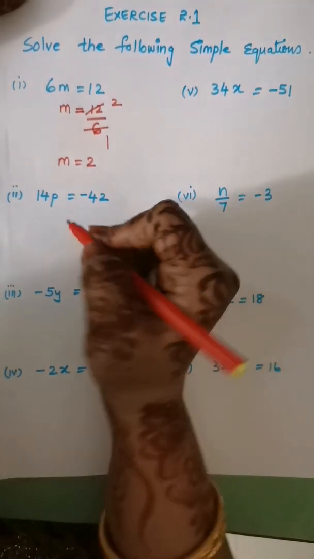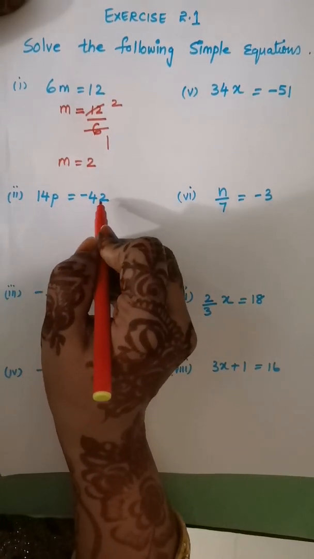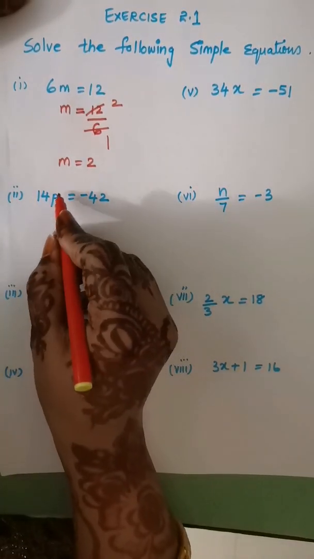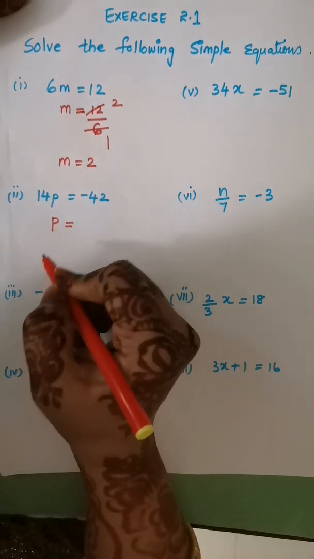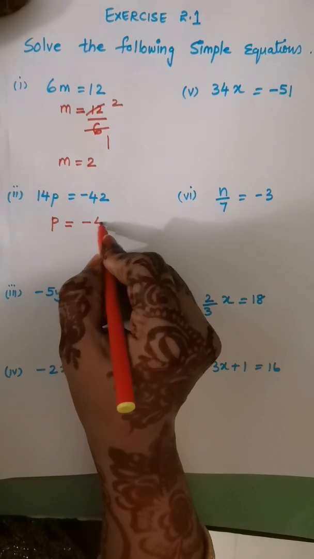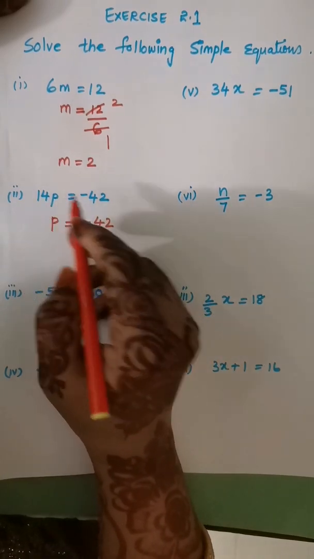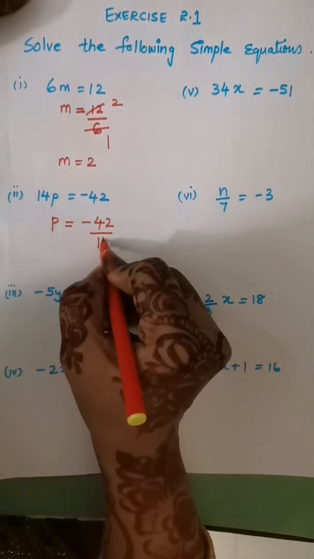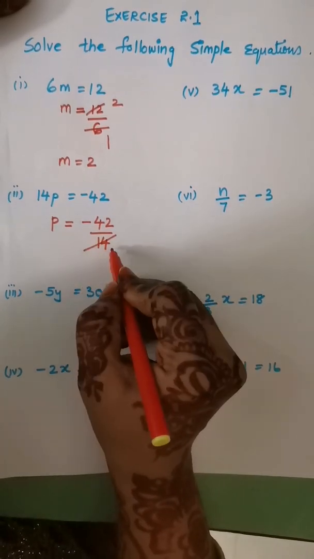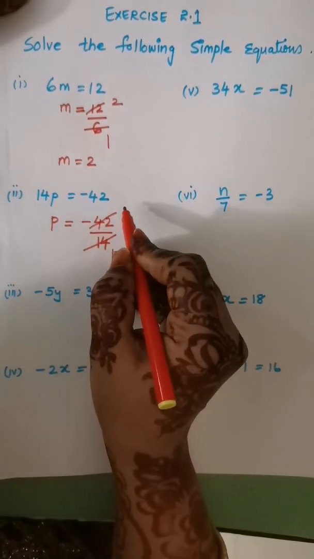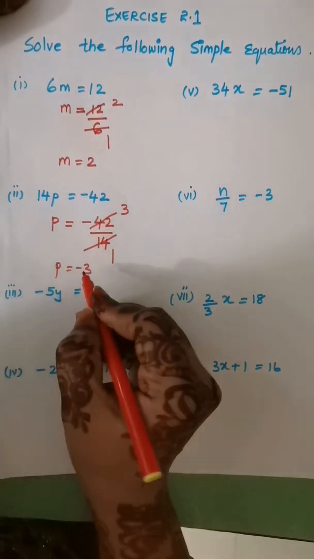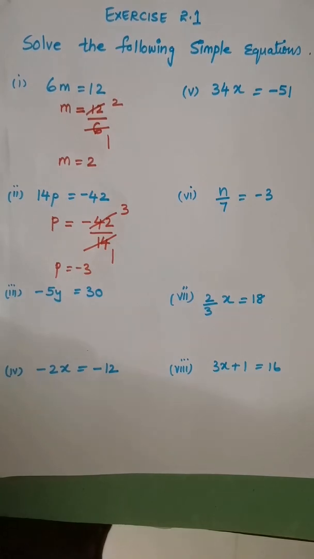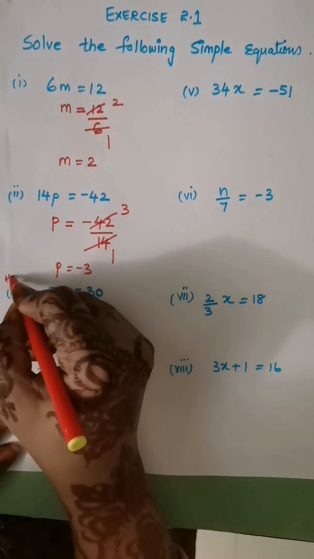Okay, next, 14p is equal to minus 42. Solving means we have to find the value of the variable. So we will make p alone. How will we make p alone? On the other side you have minus 42. Okay, 14 will go down. Multiplication will change into division. 14 ones are 14, 14 threes are 42. Minus sign is also there. So p is equal to minus 3 is the answer. You can try out this one as homework.